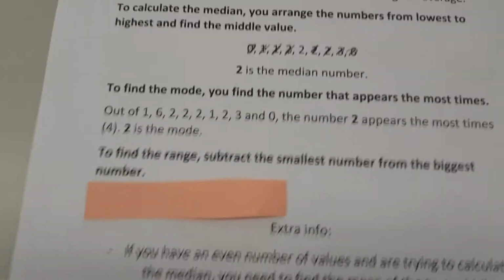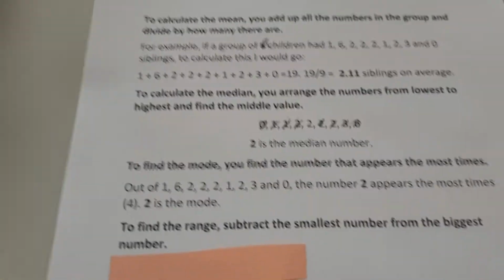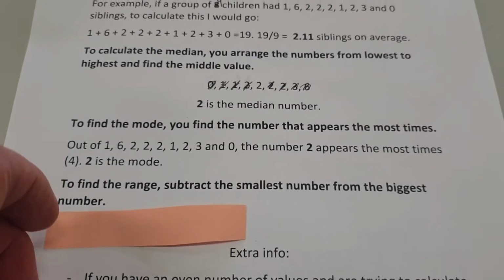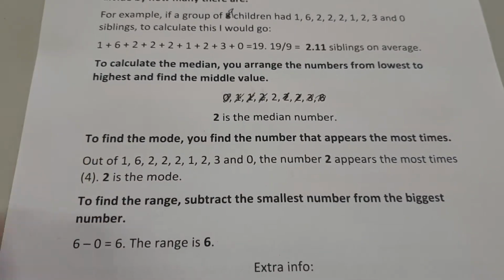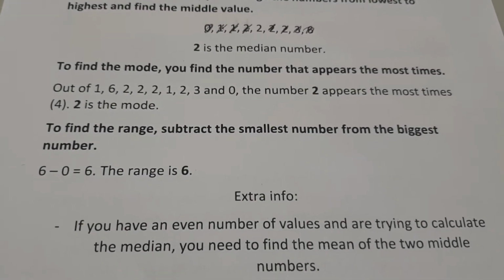And then finally, we've got the range. And if we're finding the range, we want to subtract the smallest number from the biggest number. So the smallest number is 0, the biggest number is 6. 6 minus 0 gives you 6. So that's our range.